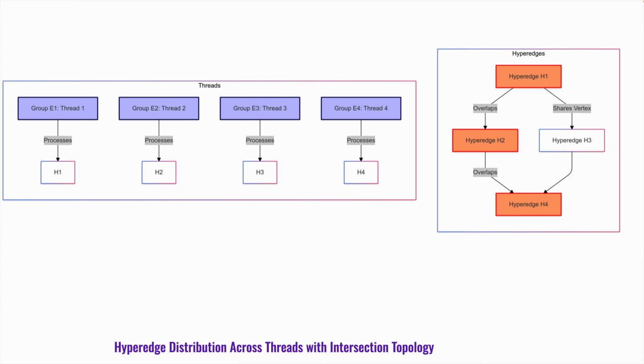This image illustrates how hyperedges are distributed across threads in a multi-thread environment. The intersection topology visualizes potential conflict zones between threads. This approach allows not only effective load balancing, but also strategic planning for isolation and synchronization.